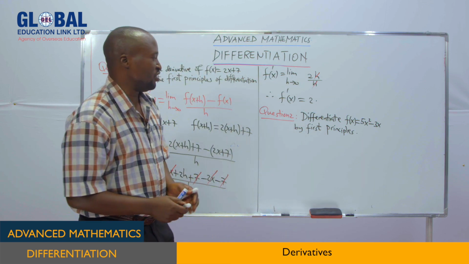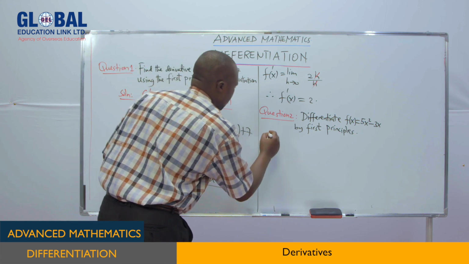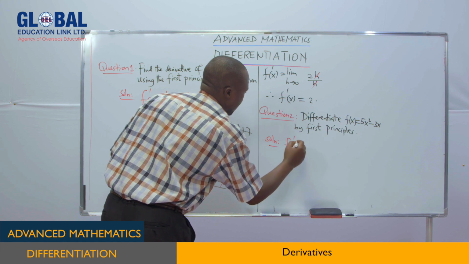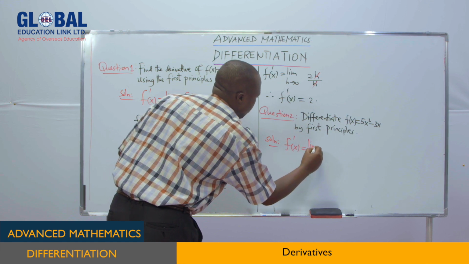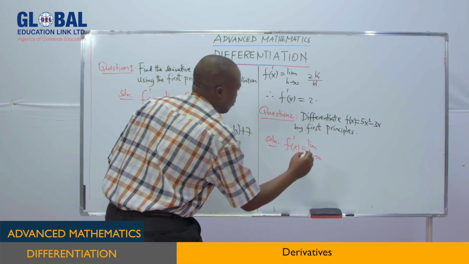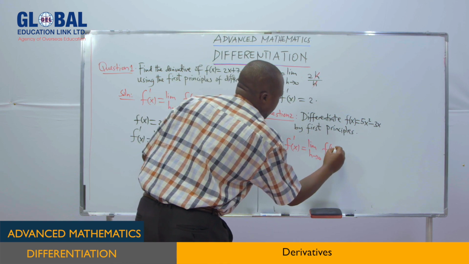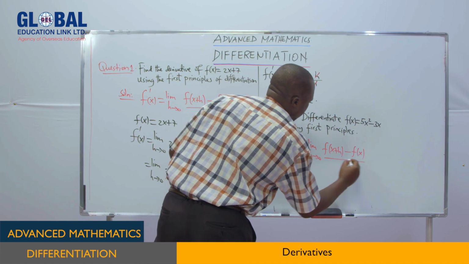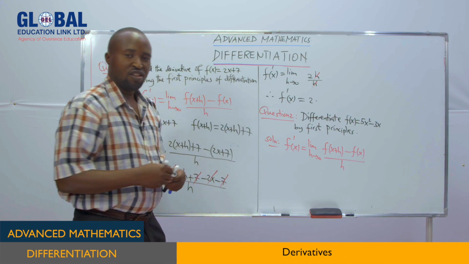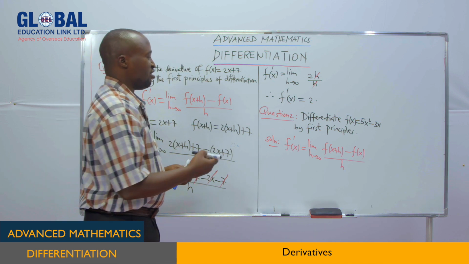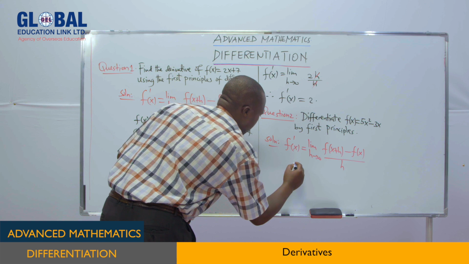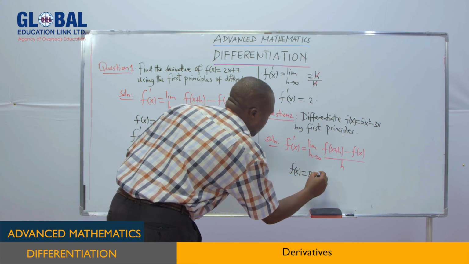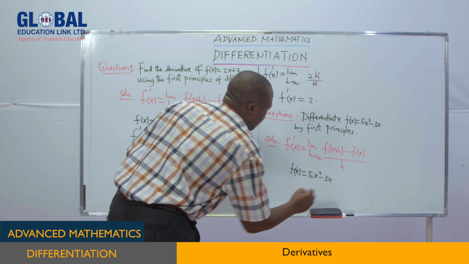So you remember our starting point, that is the general formula: f of x dash is equal to the limit of, as h approaches 0, f of x plus h minus f of x, this one over h. So in this case, f of x is our function, f of x is equal to 5x squared minus 3x.